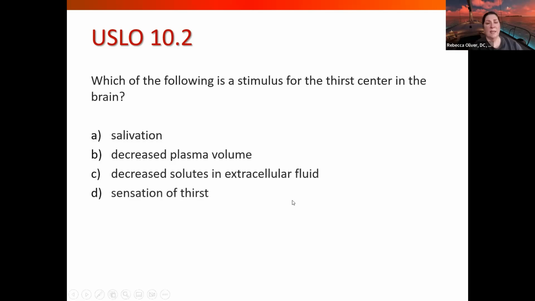Which of the following is a stimulus for the thirst center in the brain? Is it salivation? Is it decreased plasma volume? Is it decreased solutes in our extracellular fluid? Is it the sensation of thirst? So which is going to stimulate thirst in the brain?